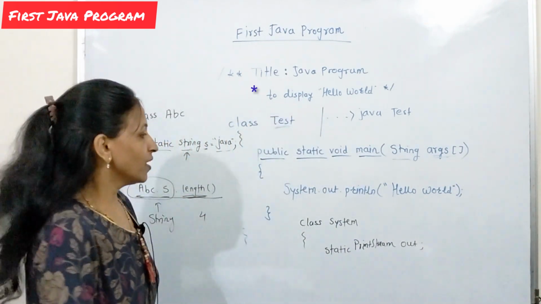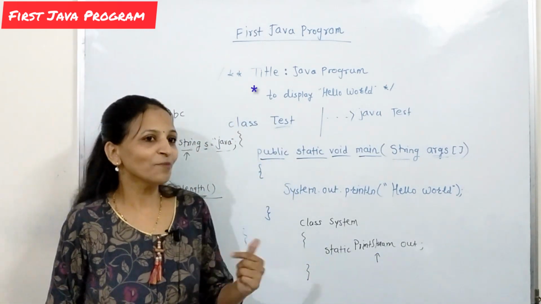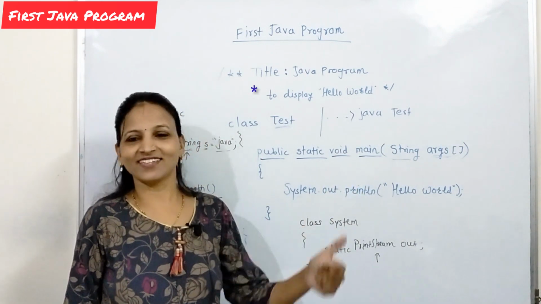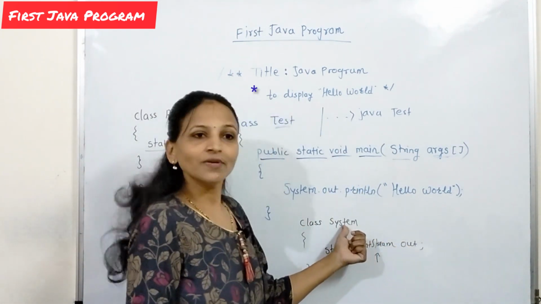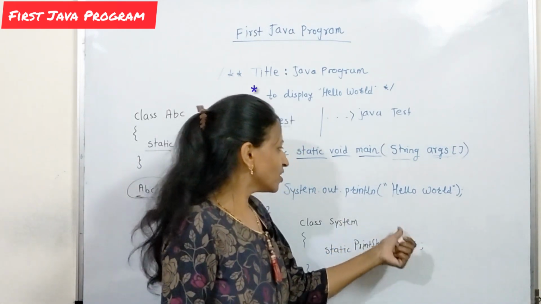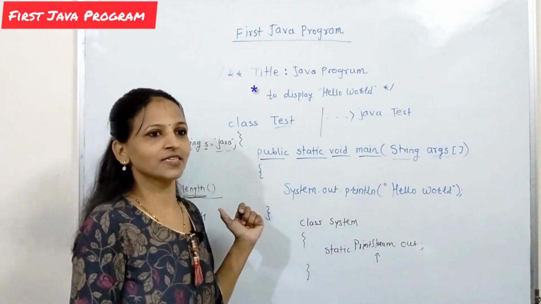Okay, now this PrintStream class has one method, that is println. Now how can we use that? System.out.println. This is the explanation of this statement.